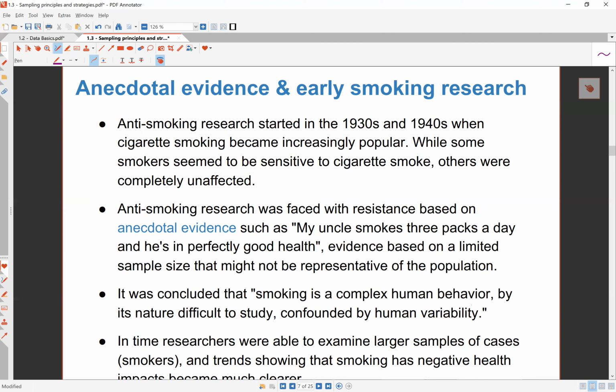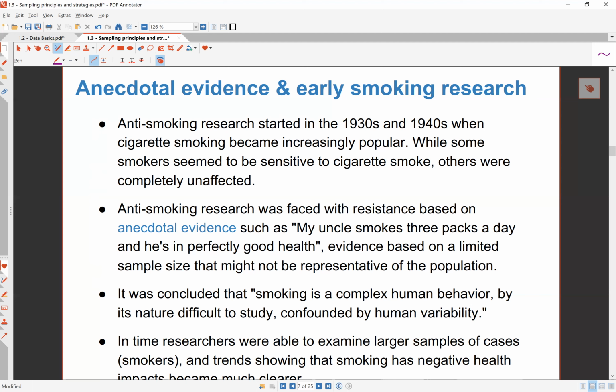How does that apply in a more broad setting? Well, if we look at smoking, anti-smoking research has been around since the 30s or 40s. At the time, cigarettes were very popular. Like you couldn't go and watch a movie in the 30s without half the people in the movie smoking. Like there was a big push for making smoking very socially acceptable.